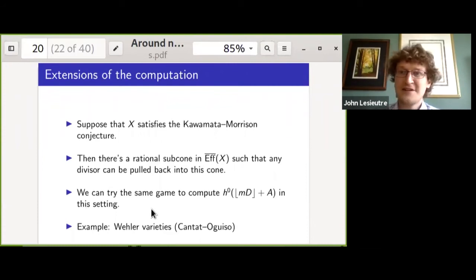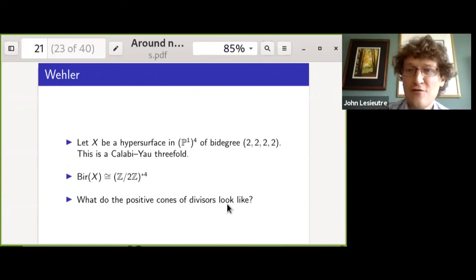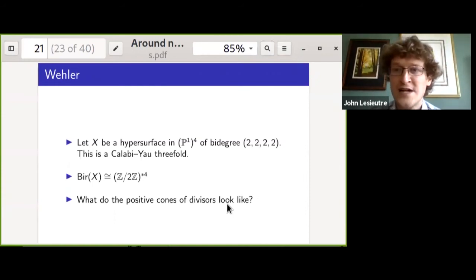The example I'm going to talk about now is called the Enriques variety. Again, most of the hard work has already been done for me by other people, Cantat and Oguiso in this case. But I want to show you now what happens to the volume function near the boundary on this other kind of variety. So what is it? I'm going to take a hypersurface in P1 to the 4th of type (2,2,2,2). This is a smooth Calabi-Yau threefold in general, just by adjunction again. This time, though, the Picard rank is 4, not 2, so necessarily all the pictures are going to be a lot more complicated. But in many ways, it's similar.